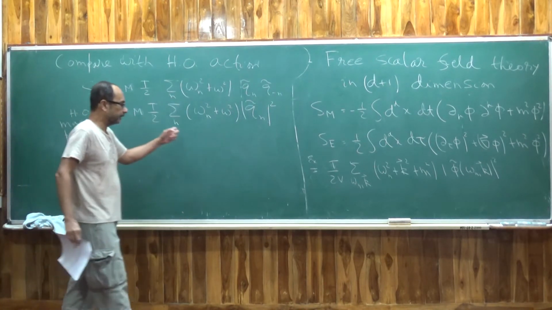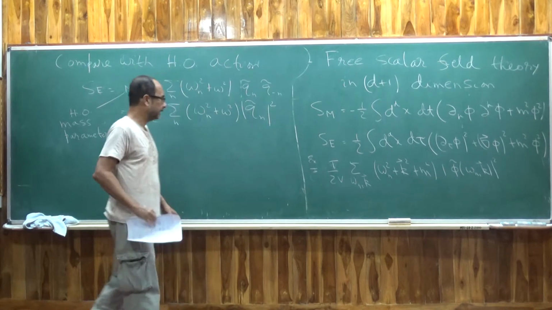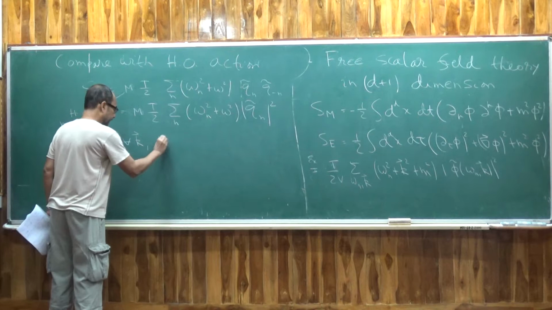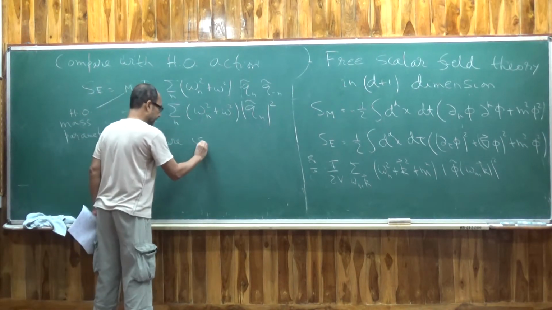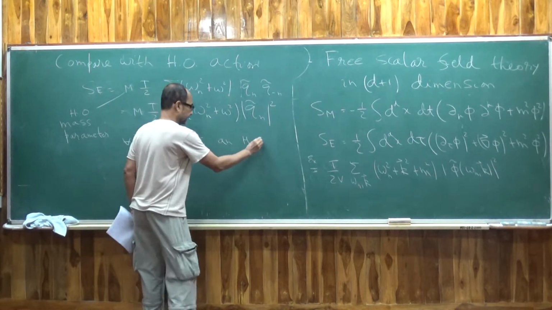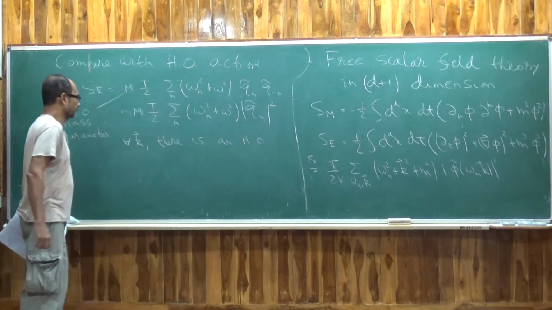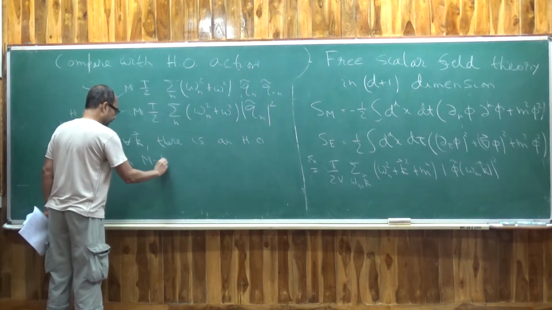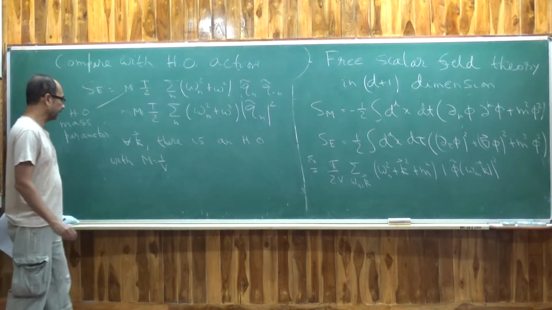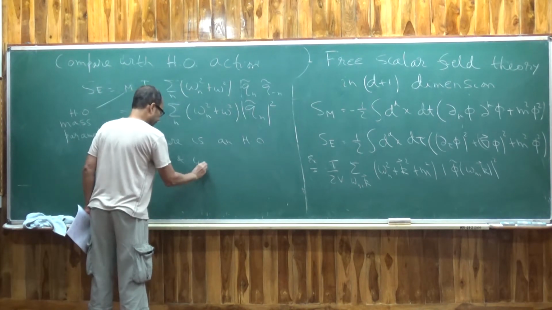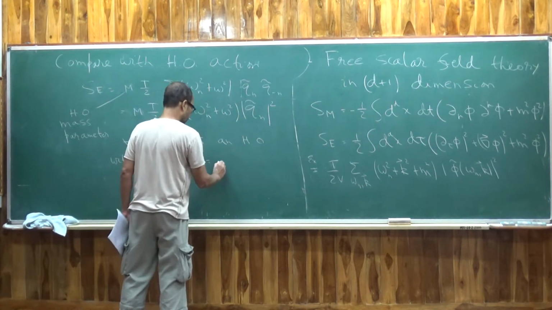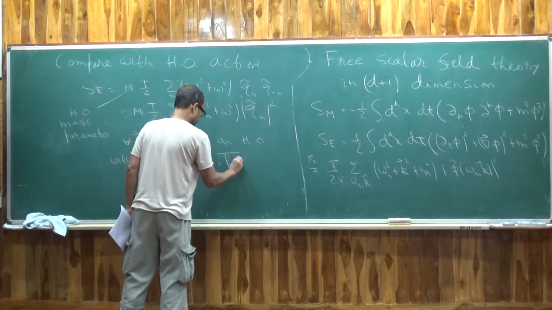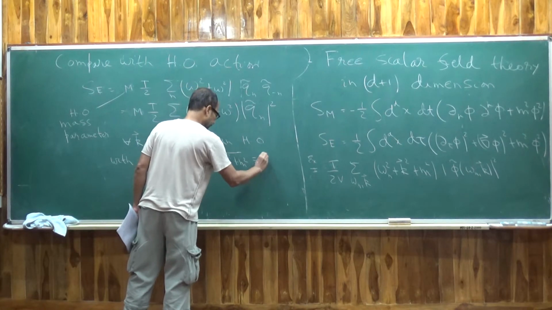So if you compare this with this, we see that for every k there is a harmonic oscillator with mass given by 1 over V and ω given by the square root of k² plus m², which I'll call E_k.